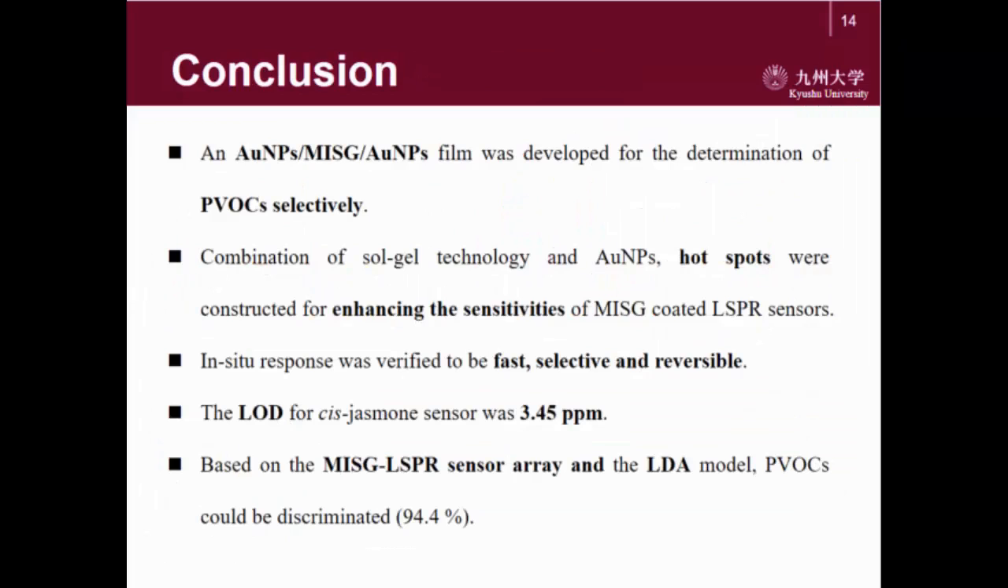Finally, conclusion. A layer-by-layer film was developed for the determination of PVOC selectivity, and a combination of sol-gel technology and Au nanoparticles. Hotspots were constructed for enhancing the sensitivity of MISG-coated LSPR sensors. And the real-time response was verified to be fast, selective, and reversible. The limit of detection for cis-jasmone was calculated at 3.45 ppm, and based on the MISG LSPR sensor array and the LDA models, PVOCs can be discriminated. Thank you for your attention.